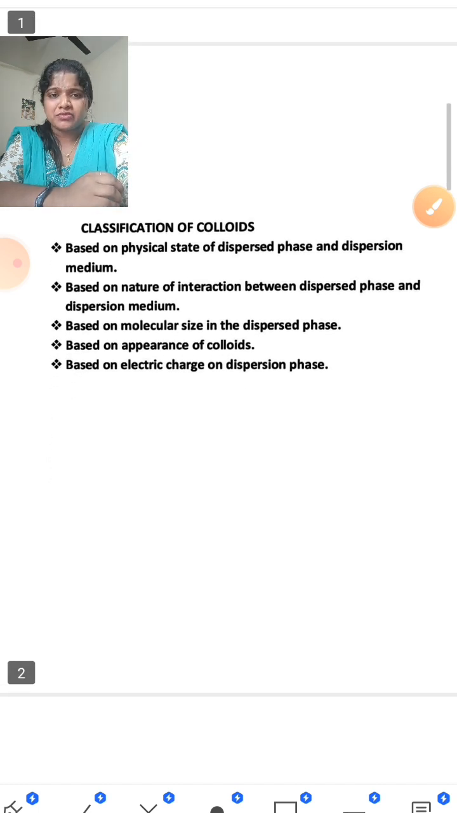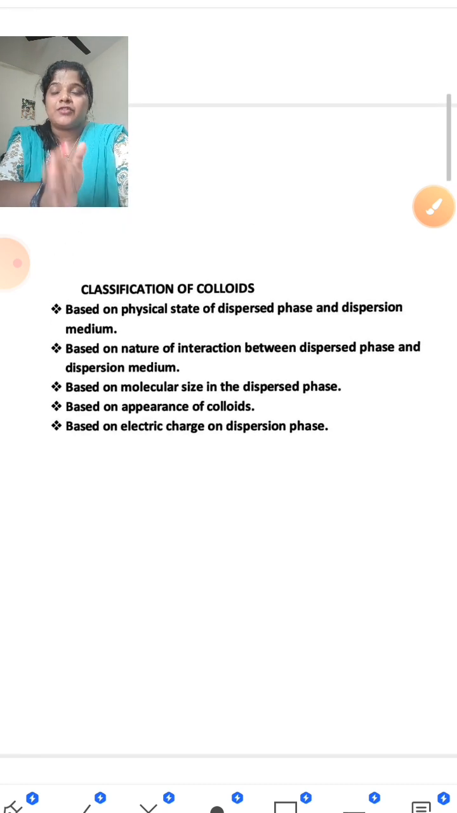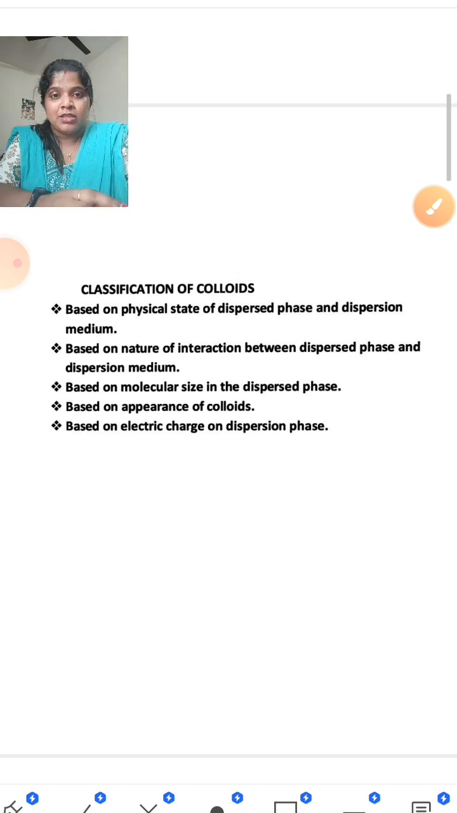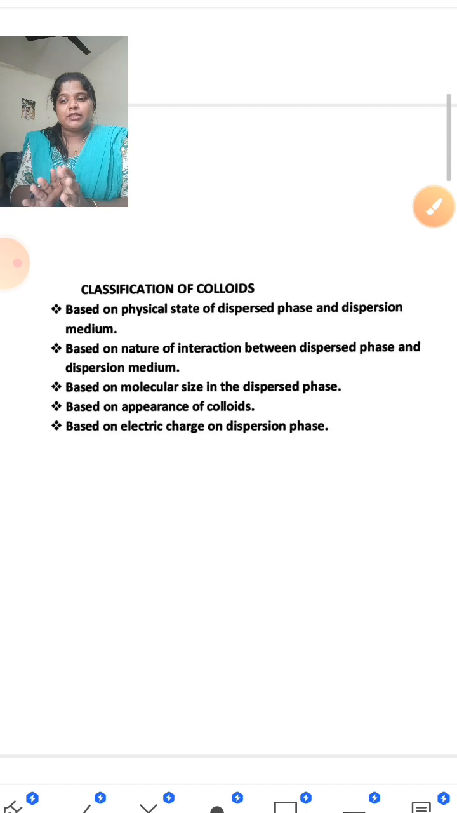Before going to the classification part, I will just refresh the last class. What are colloids? Do you remember? Colloids are nothing but a mixture of two or more substances mixed together, but not chemically combined, and one is dispersed into another.